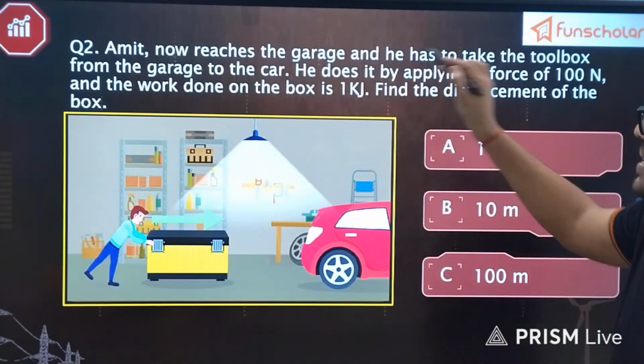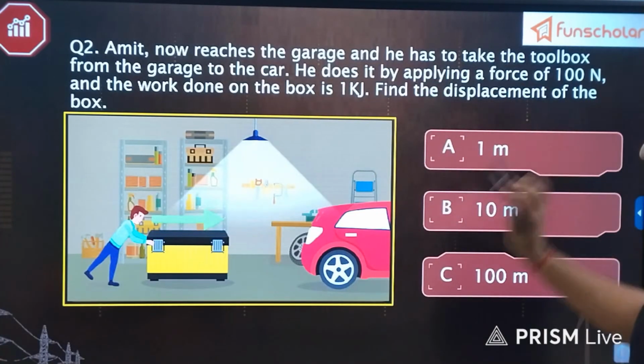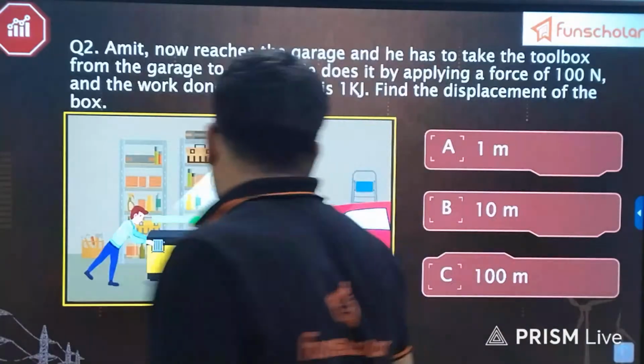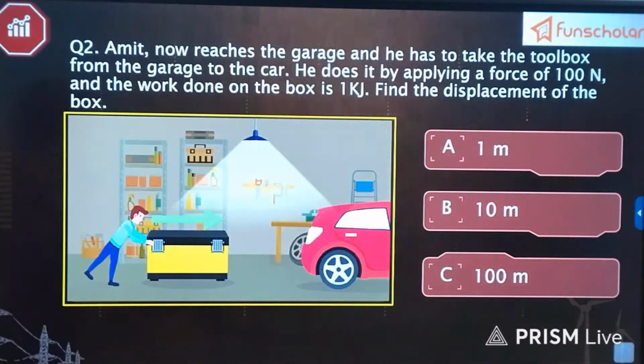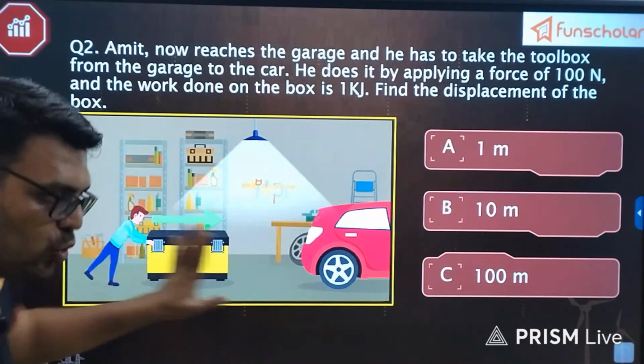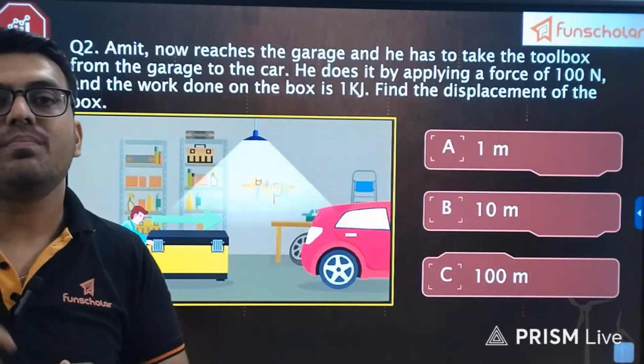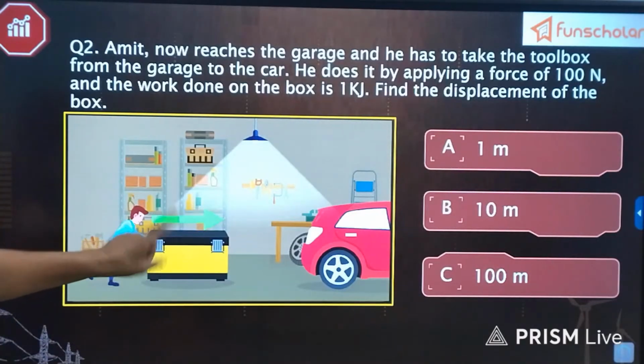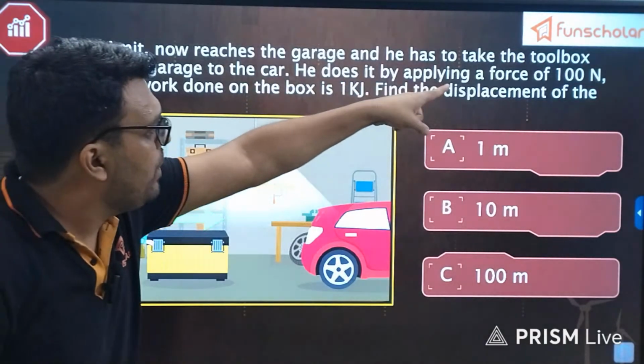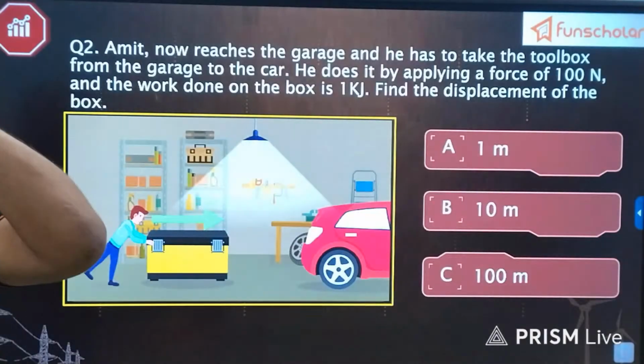Now Amit reaches the garage and he has to take the toolbox from the garage to the car. Now the car has been pushed till the garage. Now he is taking up the toolbox towards the car because he wants to do some checking. So he is pushing the toolbox. He does it by applying a force of 100 Newton.